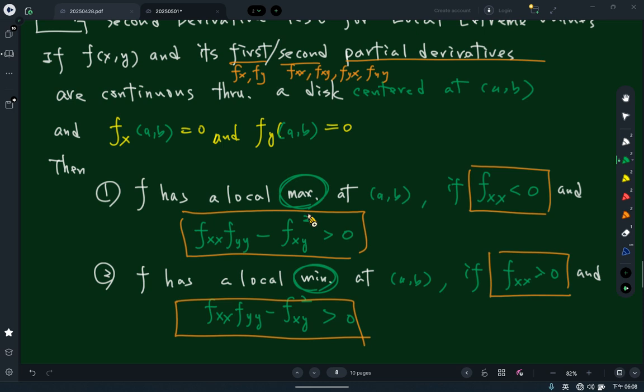But the difference is this one. Did you still remember when we just calculate the second derivative for a single variable function? We just talked about its concavity, right?